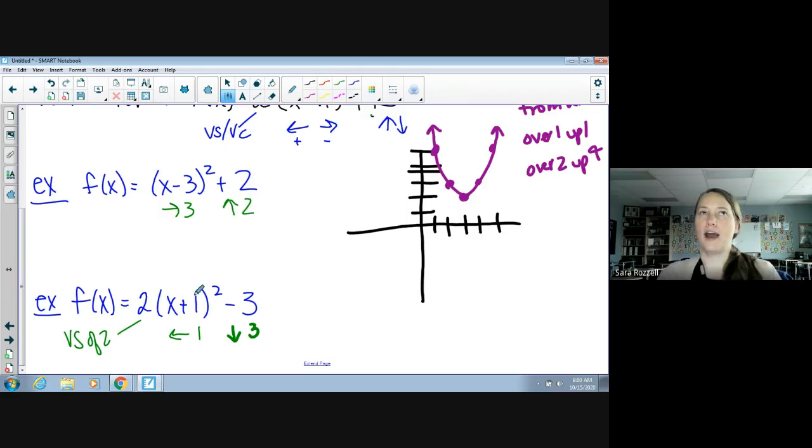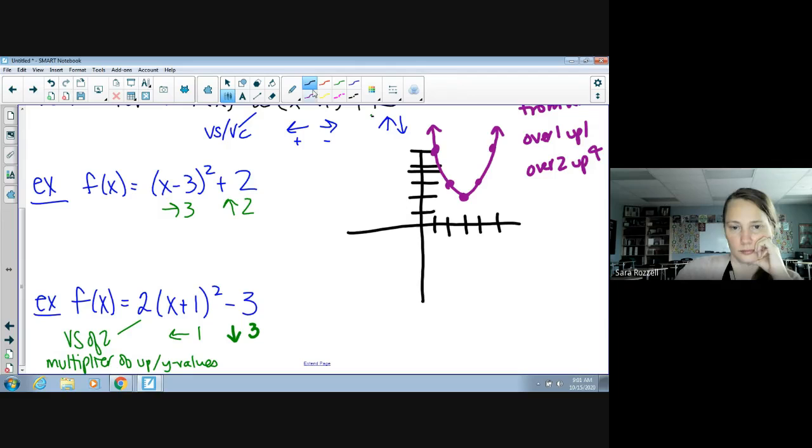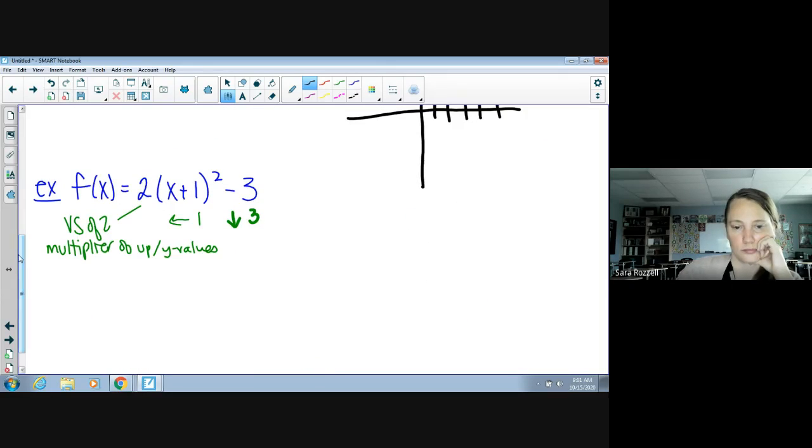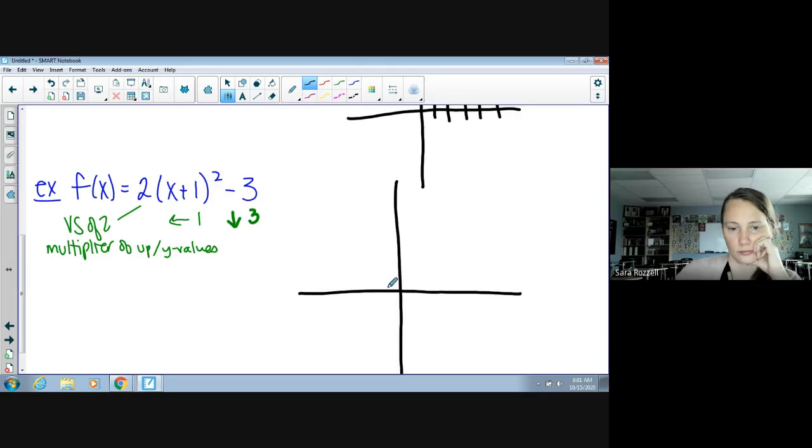And the way that you need to think about that when you're graphing is a vertical stretch of 2 is essentially just a multiplier of your up values. So whatever you would normally go up from x squared, you're going to multiply that by 2. Okay? So this is going to be a multiplier of the y values or your up values, whatever you want to call these two numbers. All right, so right now I want everybody to go ahead and put your vertex in the right position on your graph.